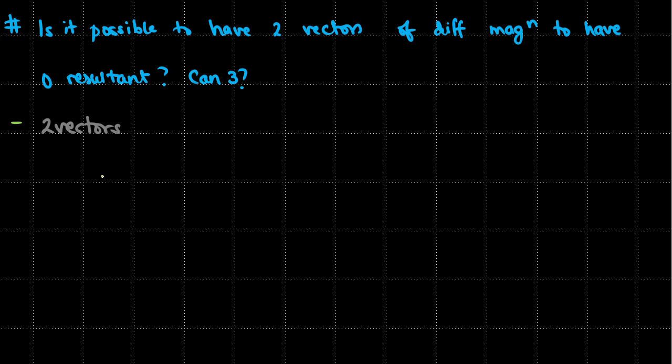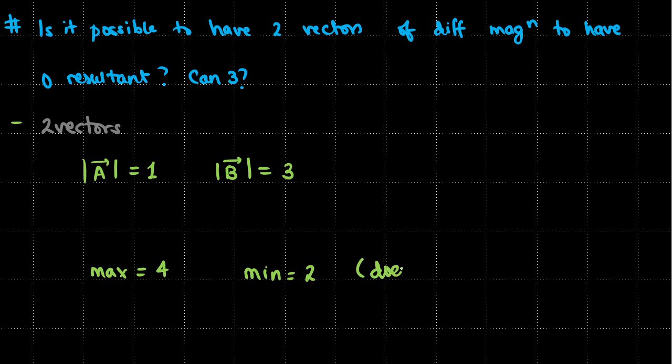So when we use two vectors, let's see the possibilities. Let's use two random vectors. Let's say vector A has a magnitude of 1, whereas vector B has a magnitude of, let's say, 3. So we know that the maximum value that we can get is the sum of these two vectors, which will just be 4, whereas the minimum is going to be 3 minus 1, which is 2. So the question arises, this definitely does not include 0.